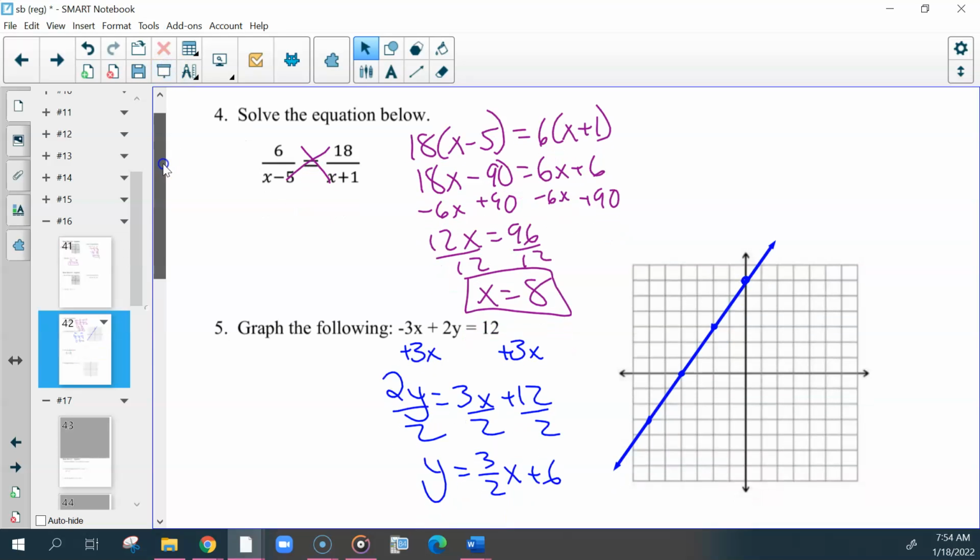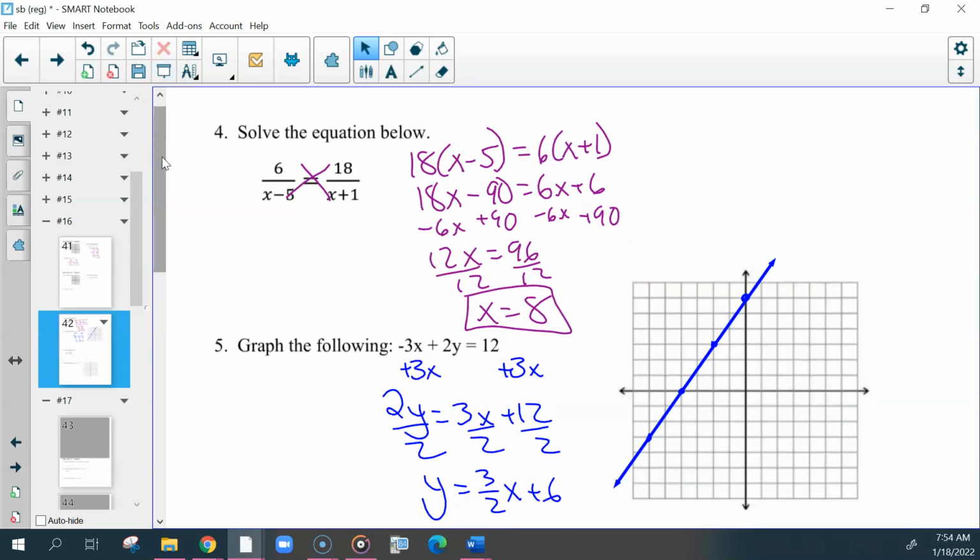On the back, number 4, you needed to solve this equation, and you were given proportions, so you needed to cross multiply. So 18 to x minus 5, 6 to x plus 1, distribute, and then start solving. Pick one of your terms, move it to the other side, and then do the opposite, move the other to the other side. And then divide, and you should get x equals 8 no matter how you started that off.